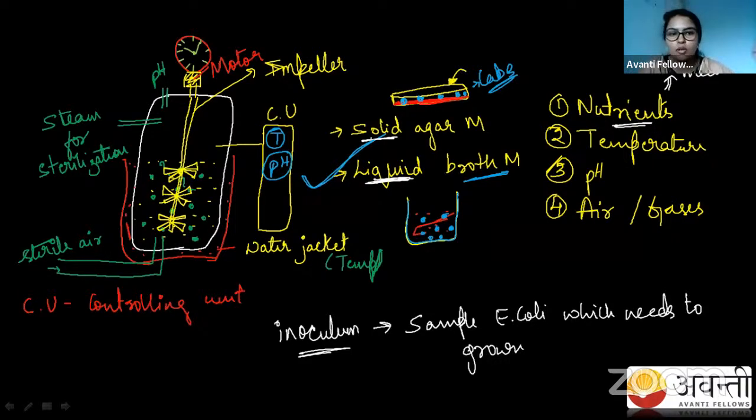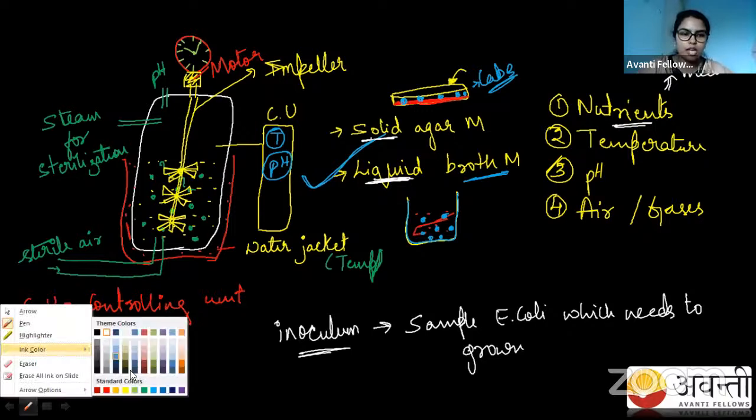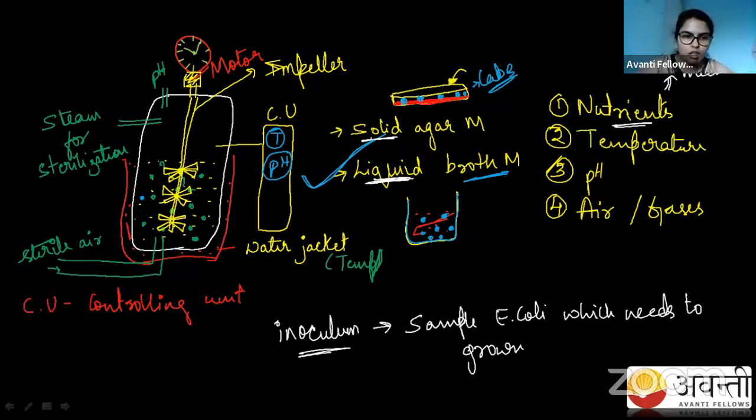That means the whole culture is growing because of it. Okay, so we have added this inoculum. Now the green and the blue that is shown here, these are the colonies. So this green and blue is nothing but the E. coli culture. Now, we have provided everything. But after this, we have to monitor.